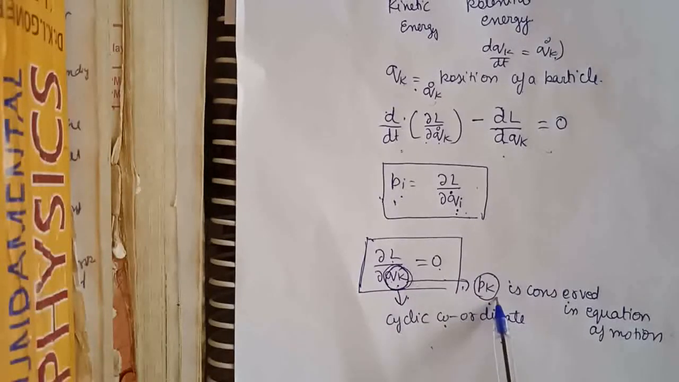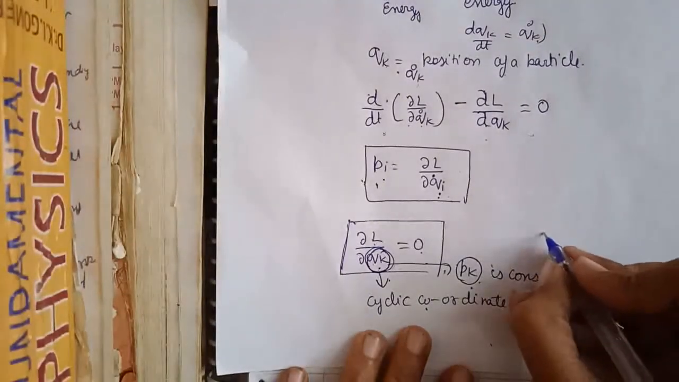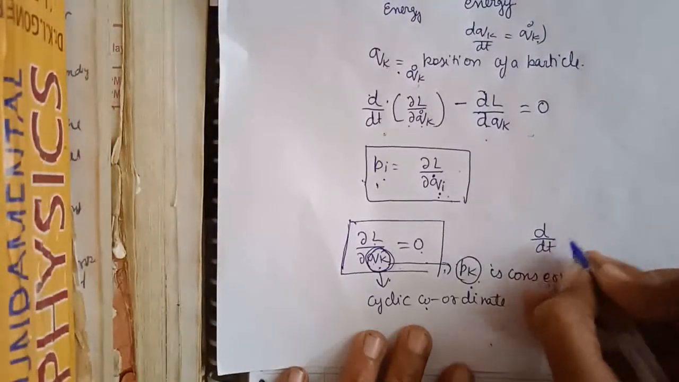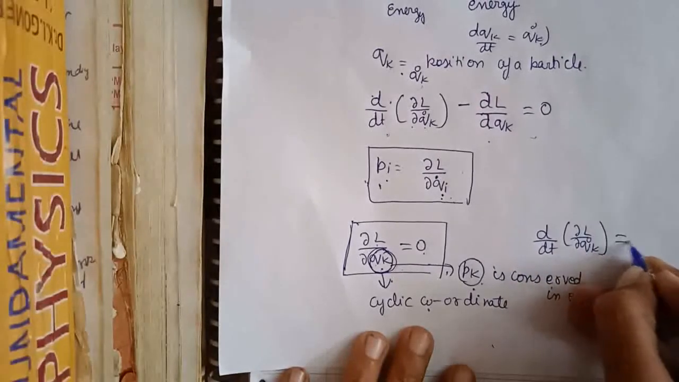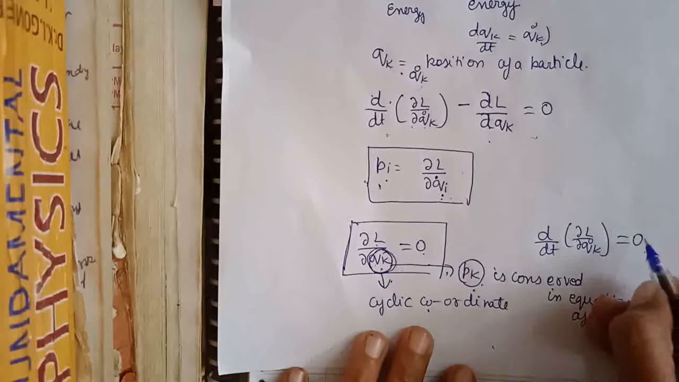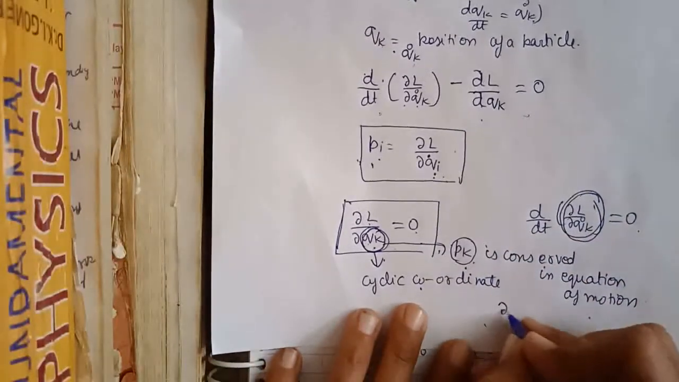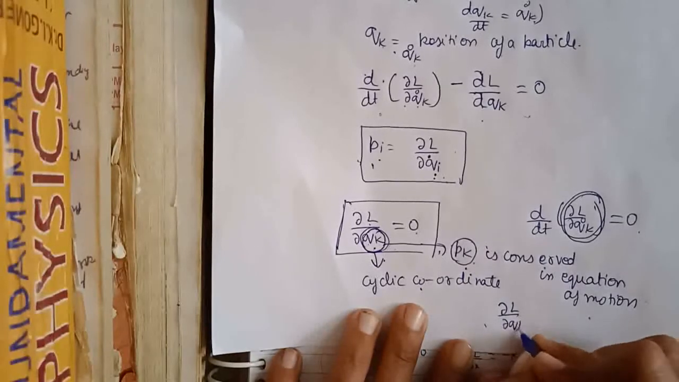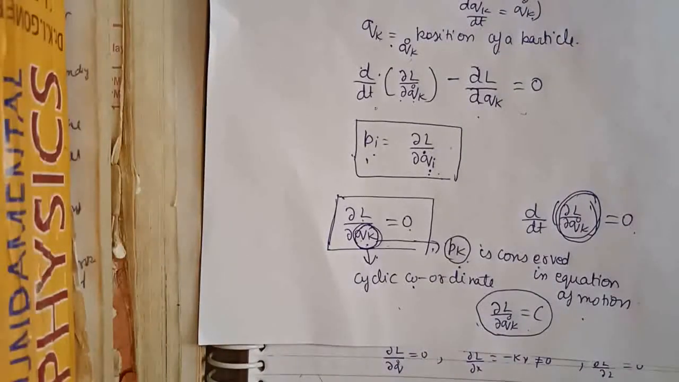If qk is a cyclic coordinate, then its corresponding conjugate momentum is conserved in the equation of motion, because d by dt of del L by del qk dot equals 0. If something is equal to 0, that means del L by del qk dot is equal to a constant. Look here again.